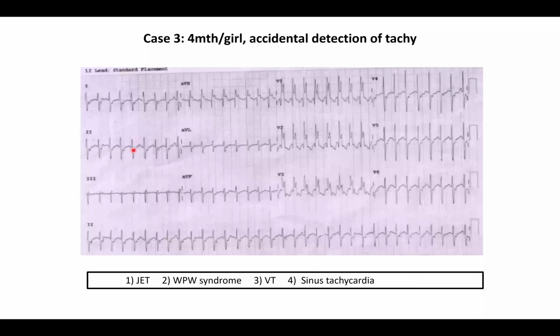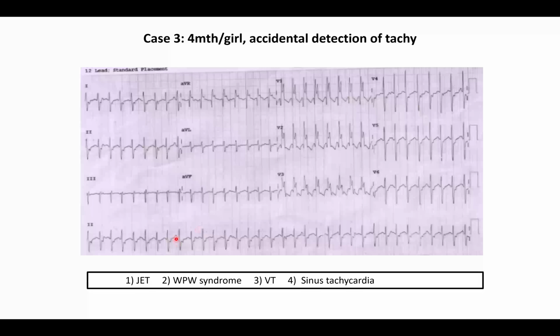R is smaller, S is bigger. Deep S. R is smaller, S is bigger. This is a leftward axis. So it's a right bundle, leftward axis tachycardia. Is there anything more glaring here? It's very nice. A very specific diagnosis is there.